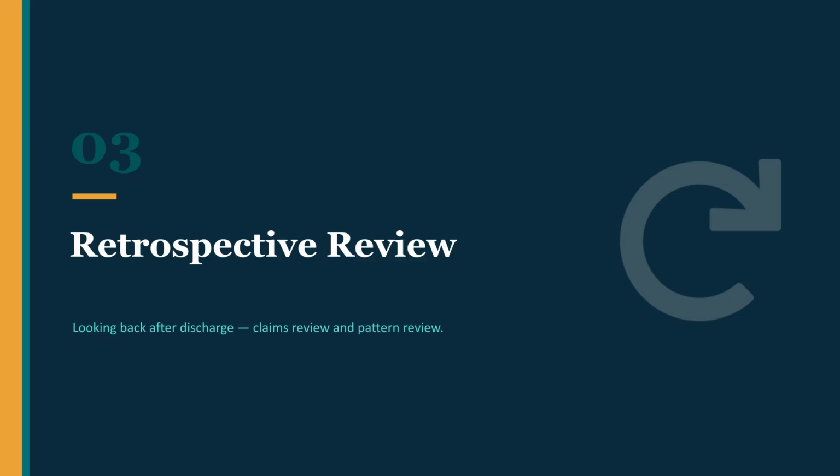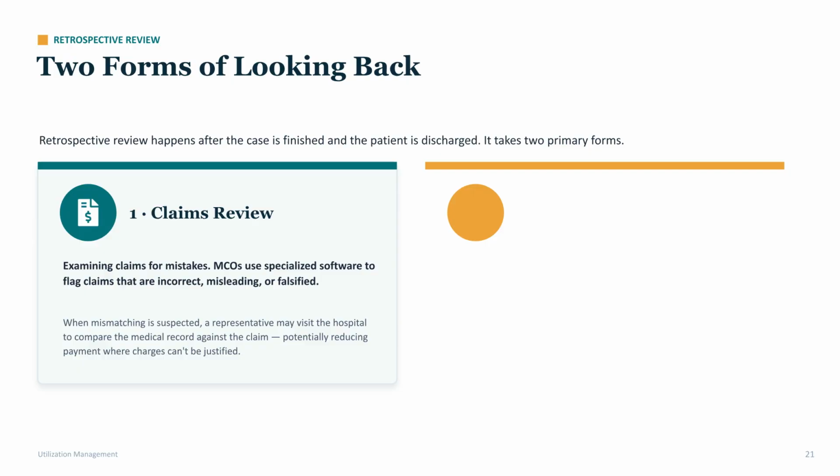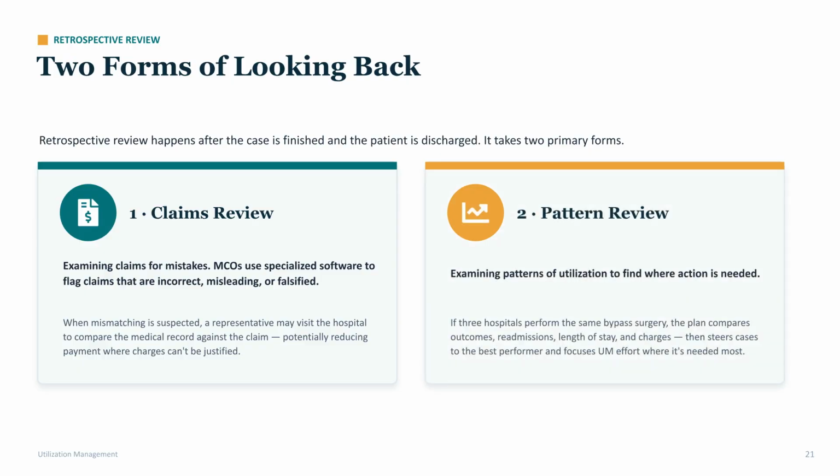This involves looking back to perform claims reviews and pattern analysis to ensure services were billed appropriately. Claims review uses software to flag potential errors, while pattern review compares performance across providers to identify outliers and outcomes and charges, helping to steer future care to top performers.